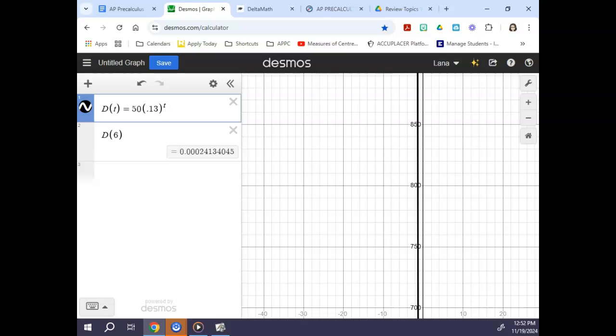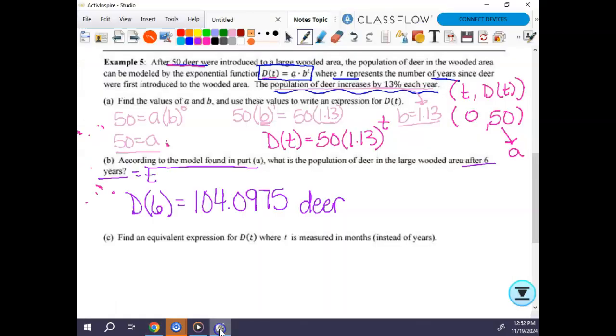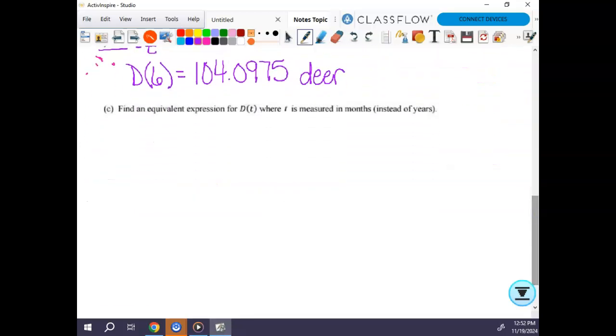And if you're running out of time, go, well, I don't know. I think I did this part right. I guess I did that wrong. At least I could get 1 point, and you just go with it. Okay? But don't not write it down because it seems weird. All right, so then the last part says, find an equivalent expression for d of t, where t is measured in months instead of years.